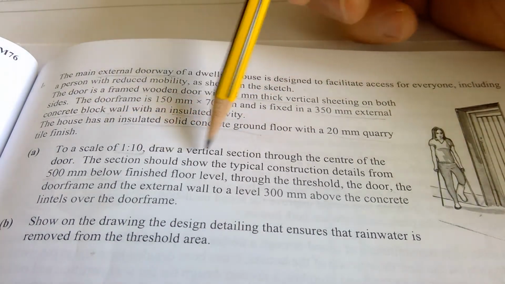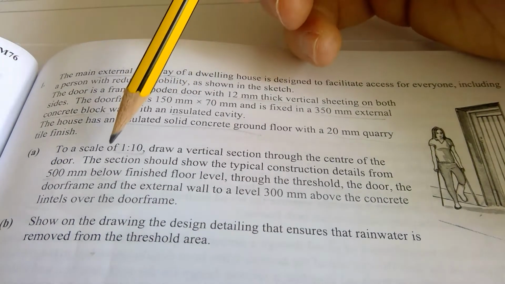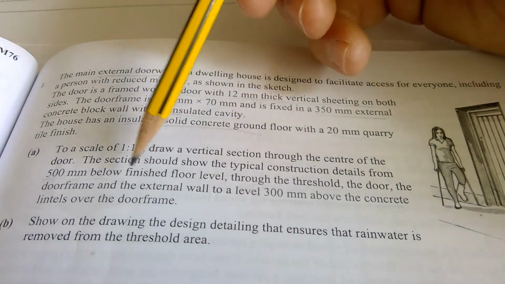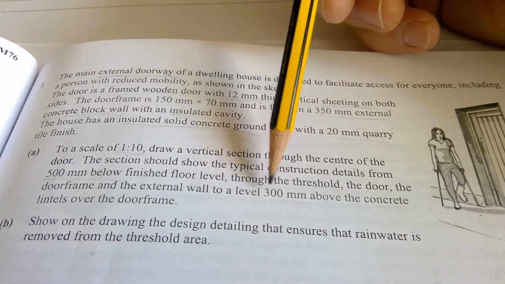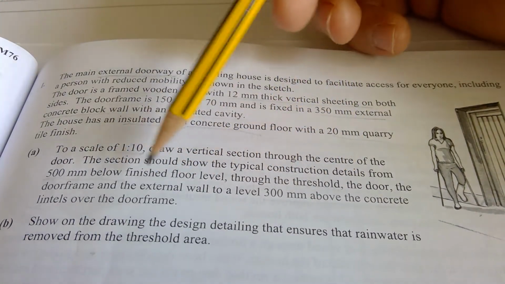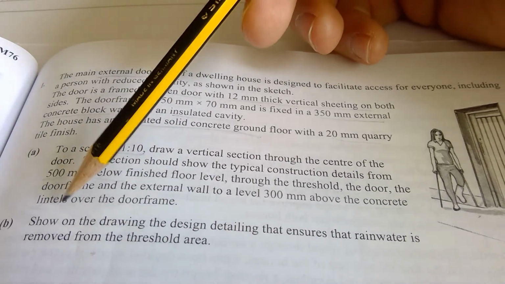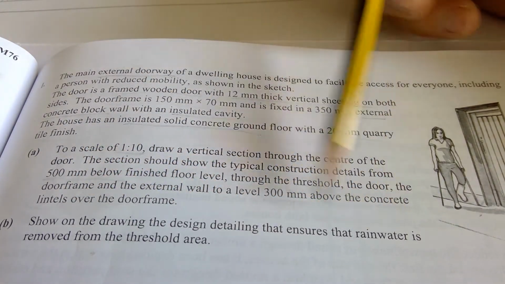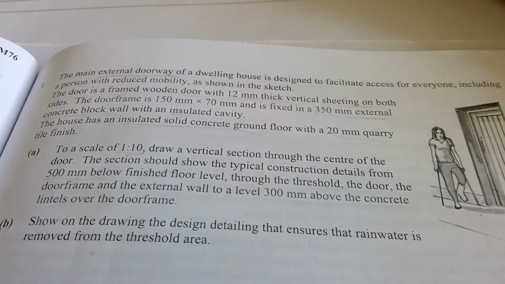The section should show the typical construction details from 500mm below finished floor level through the threshold, the door frame and the external wall to a level 300mm above the concrete lintels of the door frame. Part B, show on the drawing the design detailing that ensures that rainwater is removed from the threshold area.